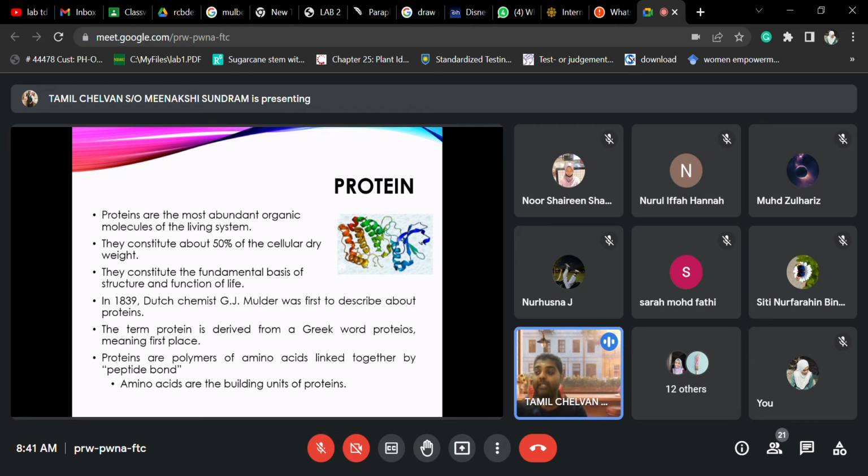Okay, proteins are polymers of amino acids linked together by peptide bonds. So the bond that links them together is the peptide bond. I think you might have learned this in Form 5, and in your matriculation and so on. Amino acids are the building units of protein. So what builds up the protein is amino acids. Okay. Sorry, I'm a bit not well. So, itulah.